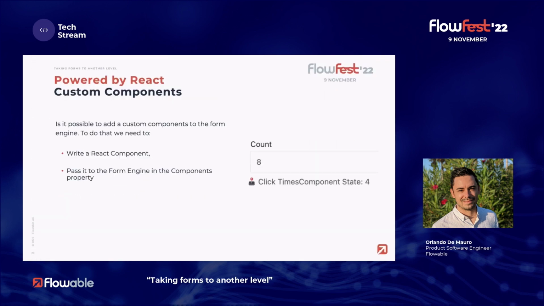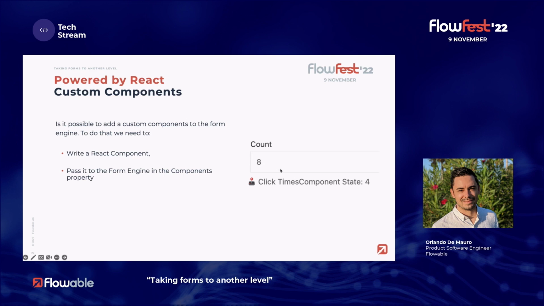One other powerful feature that we have is that we can define our custom components. So basically, we can define components that then will be rendered inside the form engine. To do it, we need to follow two steps. The first one is to write the component that will be rendered, and the other step is to let the form engine know which component we should render based on a specific key.